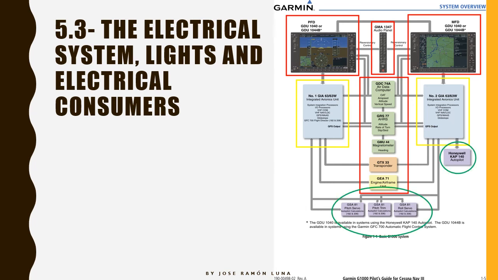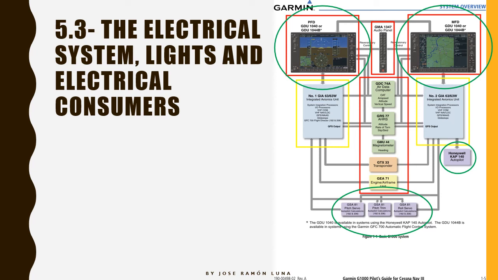And now we have the outputs, right? We want to get that information that the system is throwing at us. In the upper part right here, we have the PFD and the MFD. Of course, the PFD is going to show a lot of information, practically vital information. All our instruments are going to be there. The MFD has maps, checklists, and engine parameters. A lot of information is coming out of there. The audio panel is not actually giving us audio, so I didn't set it as an output.